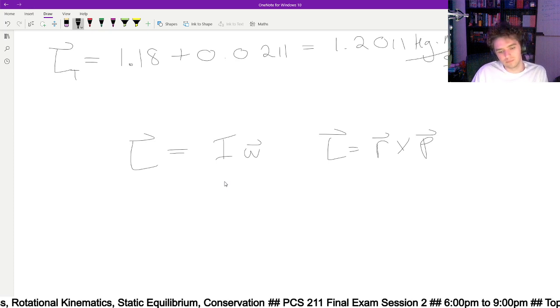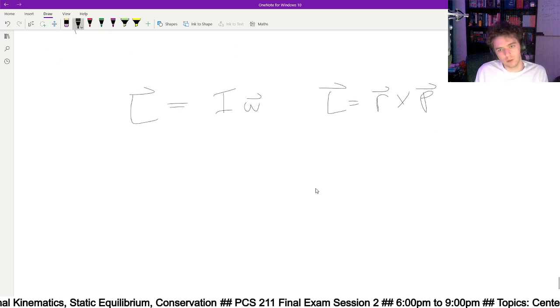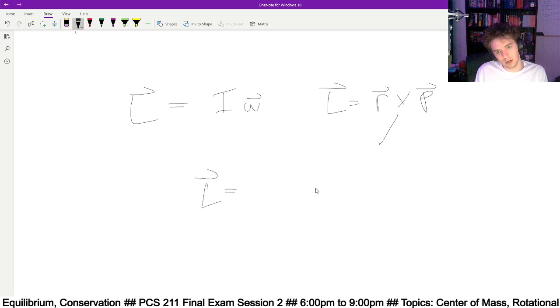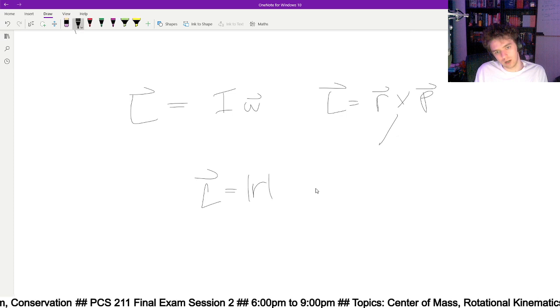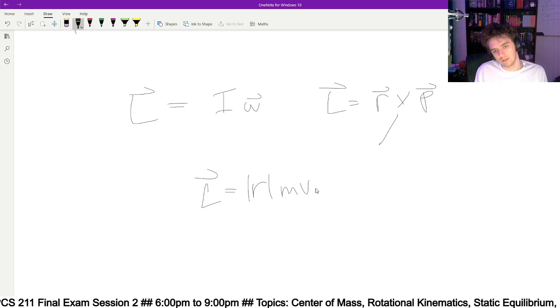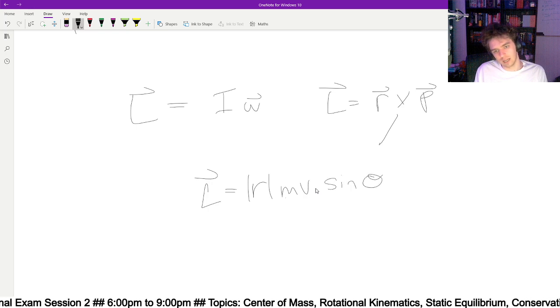What was the third angular momentum? The third one would have just been this as an actual product. So it would just be L equals the magnitude of r times the magnitude of p, but the magnitude of p we know is just mv, right? Times sine theta.